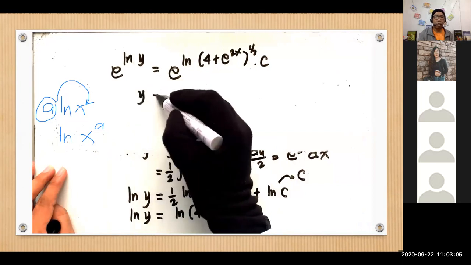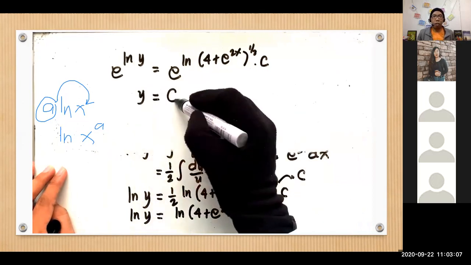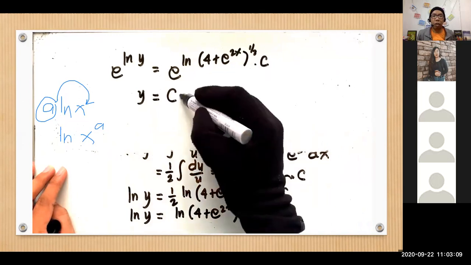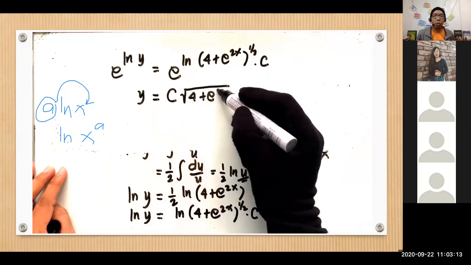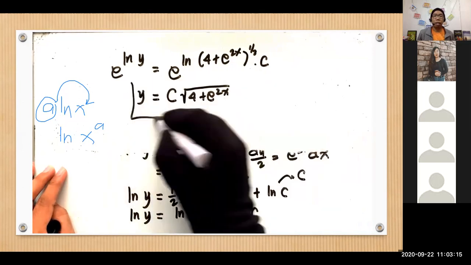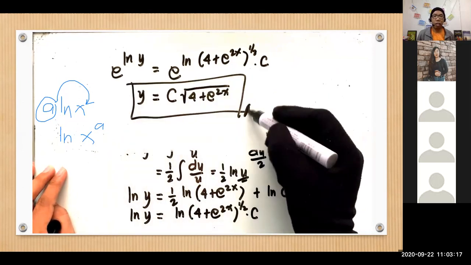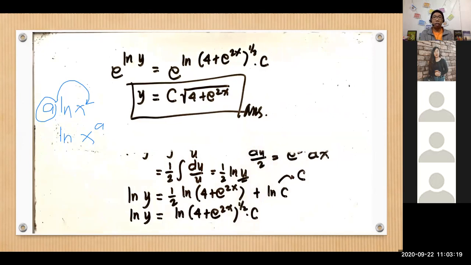So magiging y na lang siya equals arbitrary constant c times, ito ay square root actually of 4 plus e raised to 2x. That's your final answer. Nakasolve for y na siya. Okay? This is your general solution. And a general solution contains an arbitrary constant. Okay? Questions?